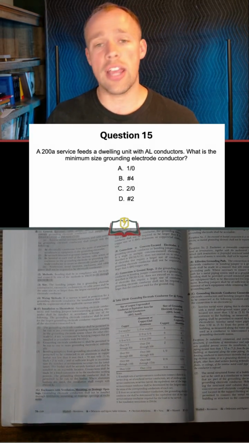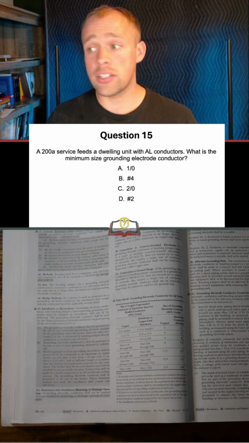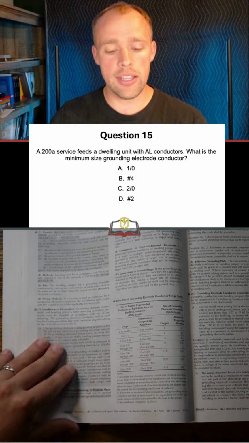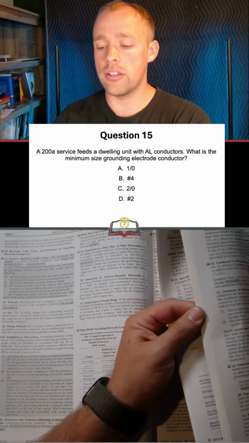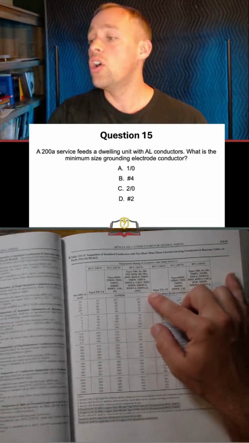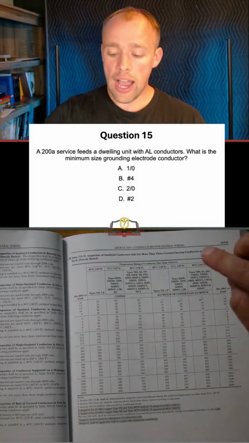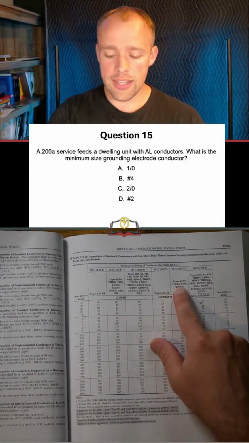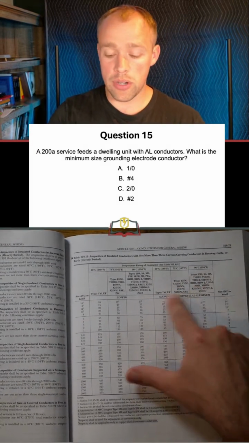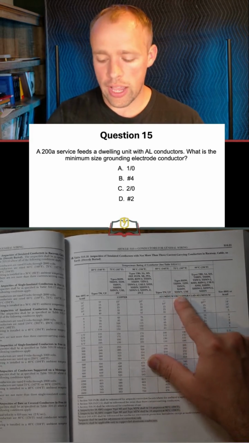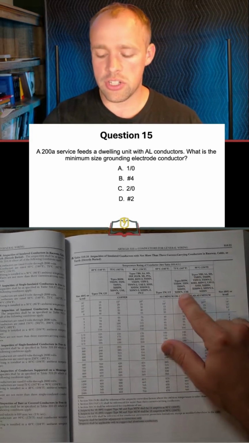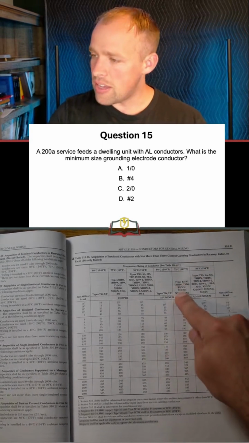I have a 200 amp service with aluminum conductors in a dwelling unit. So you guys need to be able to know, I can go to table 310.16, which is the mother of all tables. I have aluminum conductors. It doesn't give me the type of aluminum conductor, but normally, let's say it was THW, and let's go with that. So I'm in the 75-degree column.